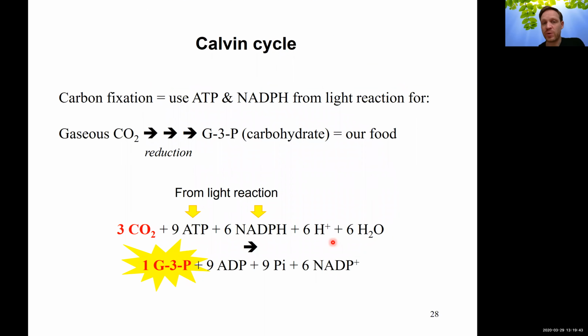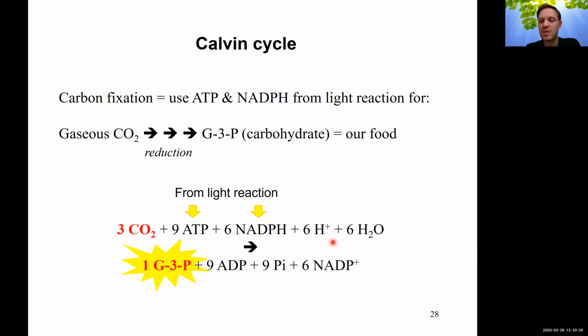In general, what the Kelvin cycle is, is essentially fixation of gaseous carbon dioxide, and we're using our ATP and NADPH from the light reactions to bring this about. We take this gaseous carbon dioxide and reduce it down to the level of glyceraldehyde 3-phosphate, our G3P, our glycolytic and GNG intermediate, which is our smallest carbohydrate. That's what we can use to build all other sugars, and that's our food.